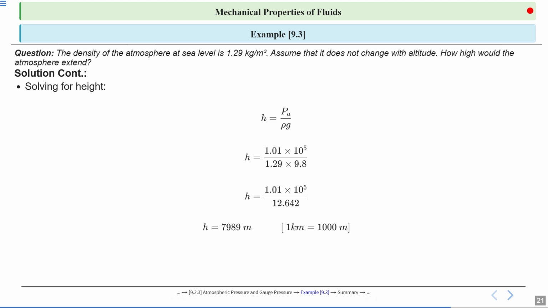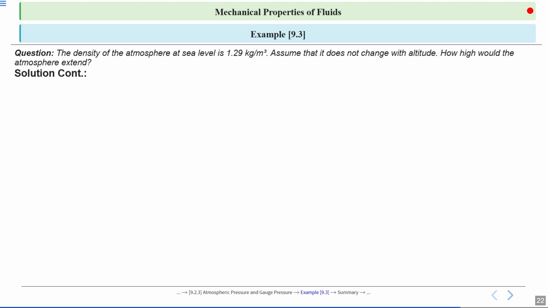Simplifying further, we get H is equal to 7989 meter. Alright. We know 1 kilometer equal to 1000 meter, so it will be 8 kilometer approximately. Therefore, the atmosphere would extend approximately 8 kilometer if density remained constant.